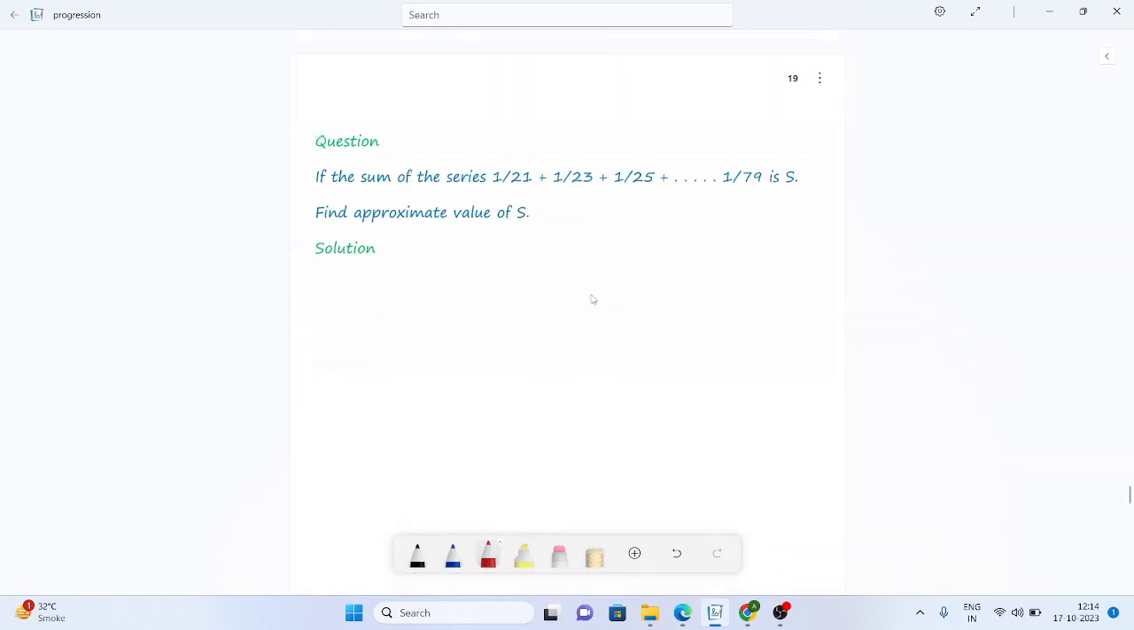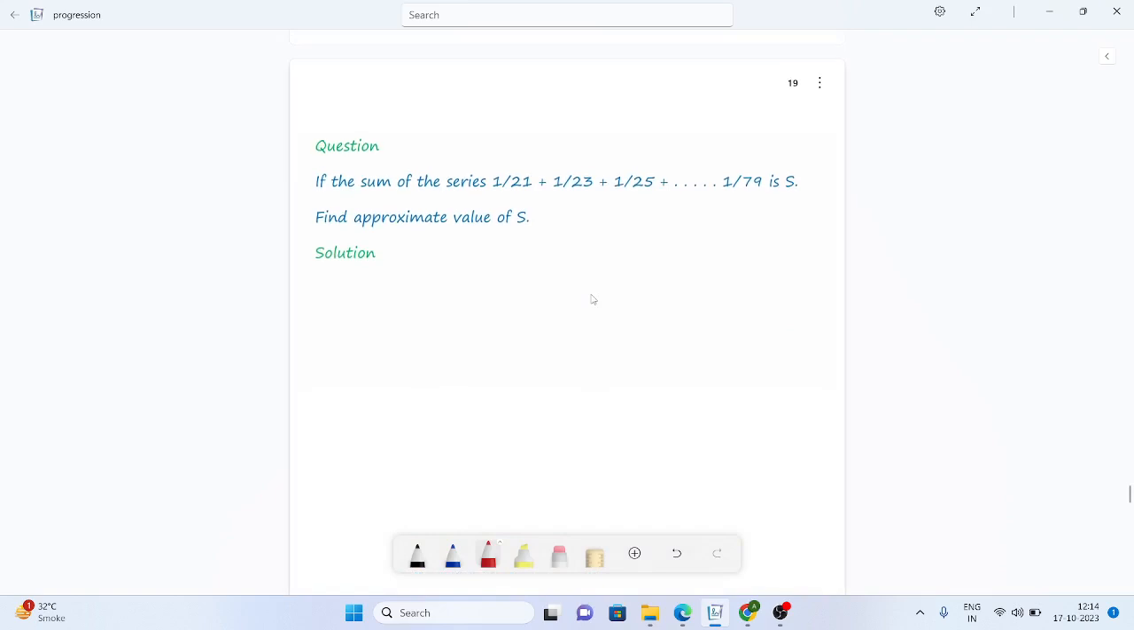Okay. Let's do one question on HP. If the sum of the series 1 by 21 plus 1 by 20 is given, we have to find the approximate value of S. So first we see whether it is HP or not. So the sequence is, first I reciprocal it.